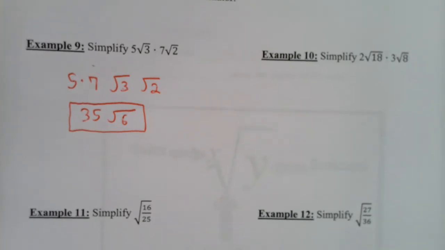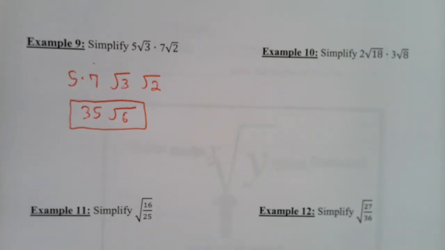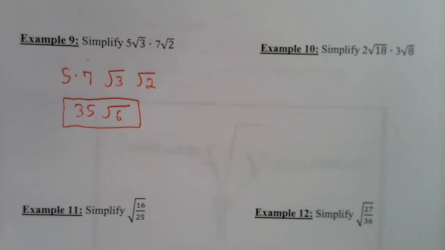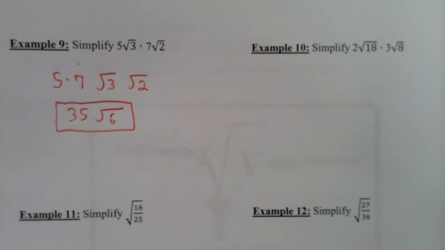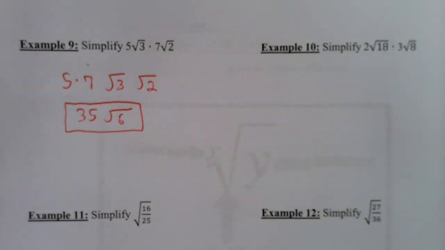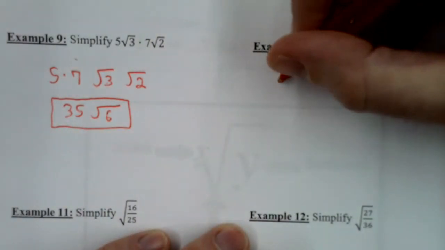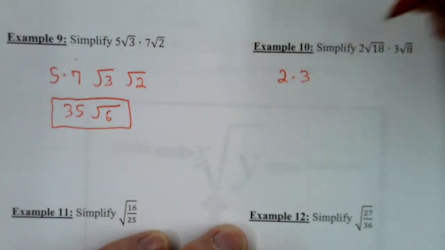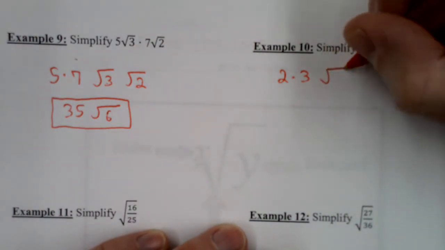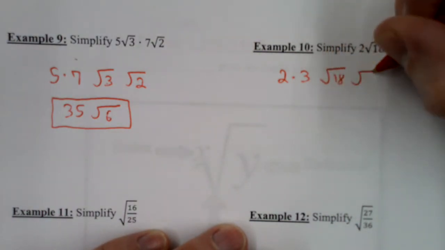How about example 9? And you don't have to do this if you don't want to, but some people like to write the numbers under the radicals next to each other and the numbers not under the radicals next to each other. So some people like to do this. You can do it if you like. If you don't like it, then don't do it.